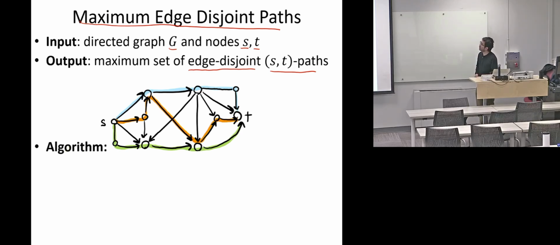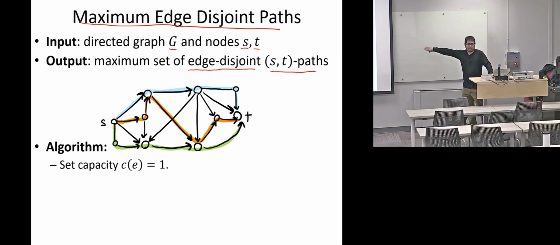Any suggestion how to solve this again? Yeah, Blake? Can you do maximum flow on the graph? And then once you find, the capacity of each edge should be what? 1. Once you find one path, you just delete it and then run it again. Right. Like delete all the edges on that first path you found. Yeah, good. That's the idea. Like again, set the capacity to be 1.